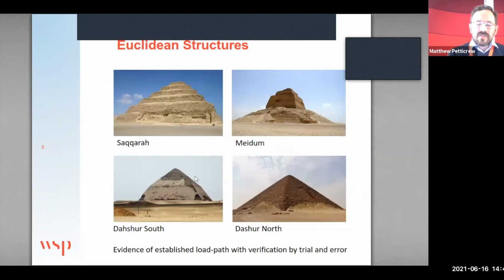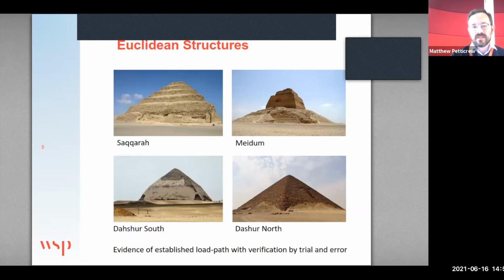But that covers the load path part. The verification is interesting as well. I've shown pictures of four pyramids here, and I'm not an Egyptologist, but I do understand Saqqara was the first, and then working down towards Dashur North, where we have the first true pyramid, you can see the intermediate stages that were established to get to the form that people perhaps recognize. And so it seems that there was certainly a period of trial and error to get those angles and steps in the face of the pyramid correct.